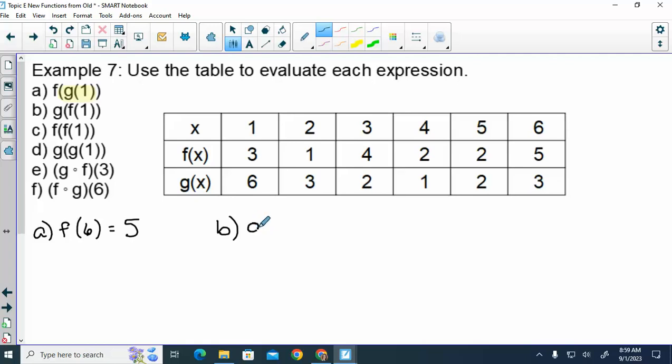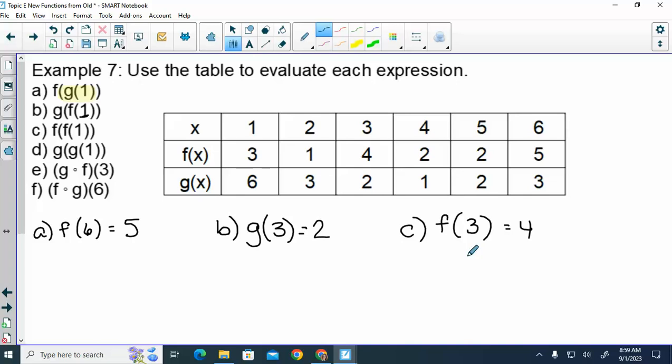B. G of F of 1. So starting on the inside, when X is 1, we're putting that into F. So when X is 1, function F is 3. Okay, when X is 3, function G is 2. C. F of F of 1. We can do it with the same function. So F of 1, when X is 1, function F is 3. And F of 3, when X is 3, function F is 4.